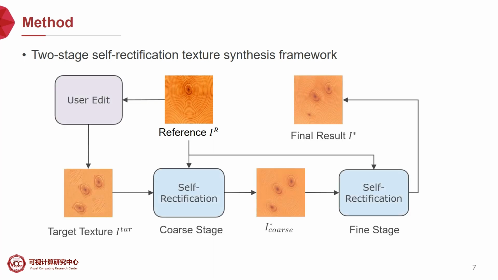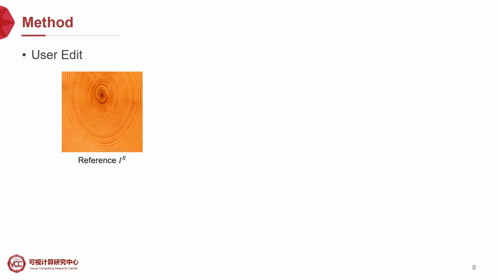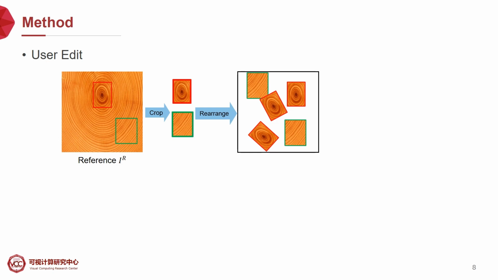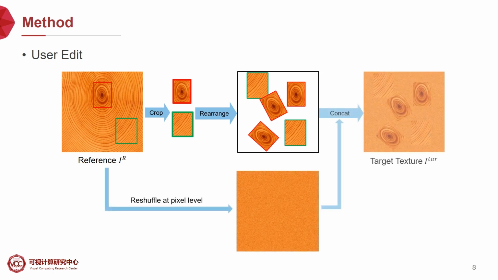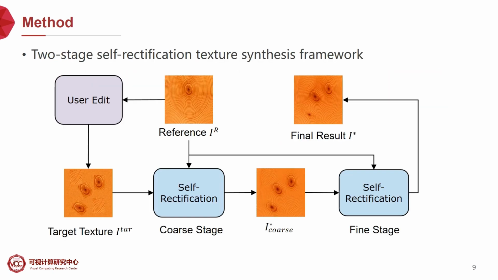Given a reference texture, we first let the user sketch a target image quickly. Then the coarse target is rectified twice, from coarse to fine. Our user editing can be directly realized using general tools such as Photoshop. Users can crop and paste interesting patches to form a rough layout, and the background is filled with pixels randomly drawn from the reference. Then, let's see how we do self-rectification.